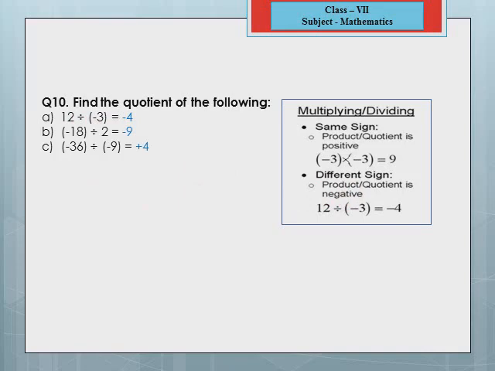See the C part. Minus 36 divided by minus 9. 36 divided by 9 you will get 4. Now since both the numbers are of the same sign, therefore the answer is positive. Do these two questions by yourself.